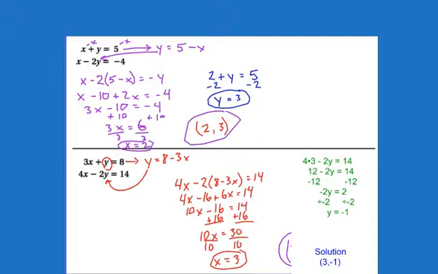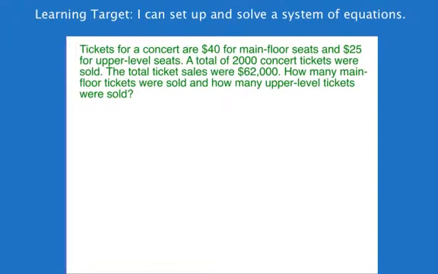Okay, so now that we've taken a look at how to work these problems, what we're going to do next is go back to that word problem and talk about how to apply this in real life. So we've got here tickets for a concert, and remember there's 2 variables here. We talked about this at the beginning. There's main floor tickets, let's call that x, and upper level tickets, let's call that y.